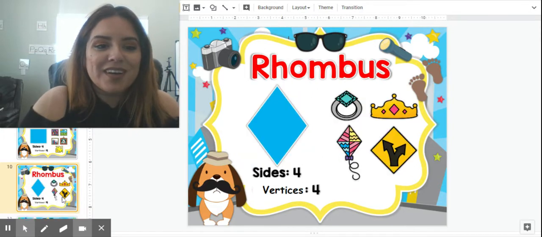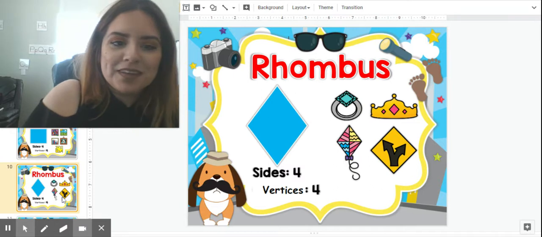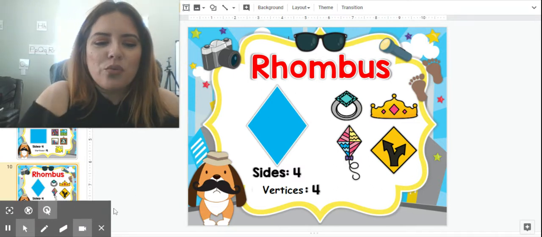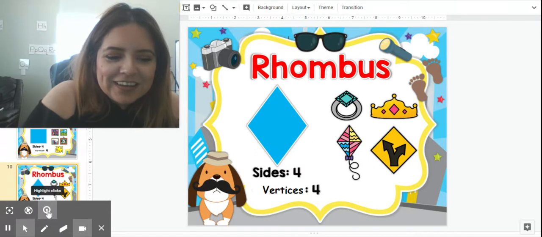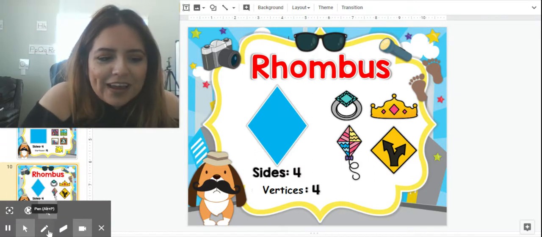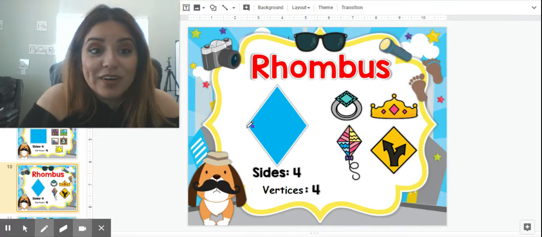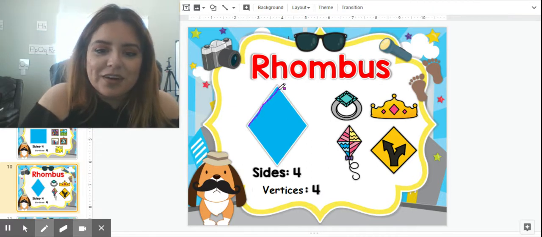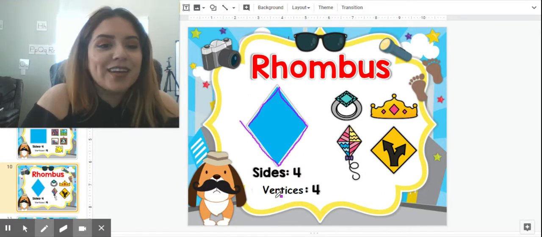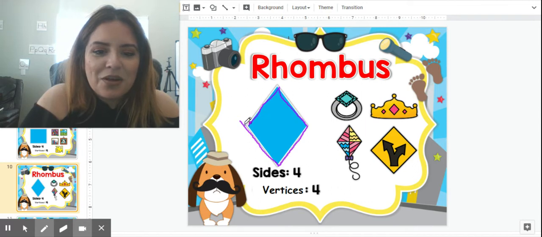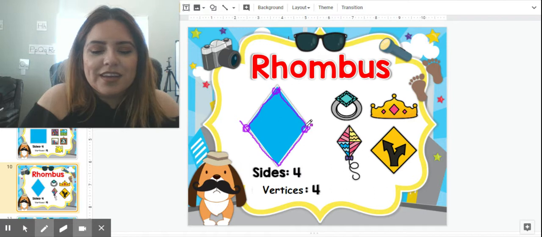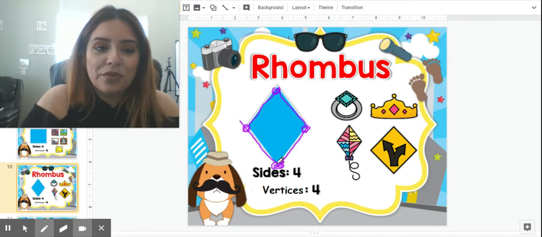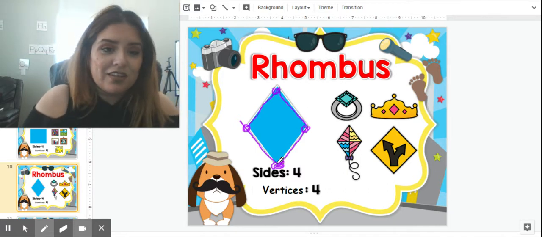A rhombus. Say that word with me. Rhombus. A rhombus has 4 sides because it has 4 straight lines. 1, 2, 3, 4. And it also has 4 vertices. 1, 2, 3, 4 vertices. How is the rhombus different from the rectangle and the square that we just saw?